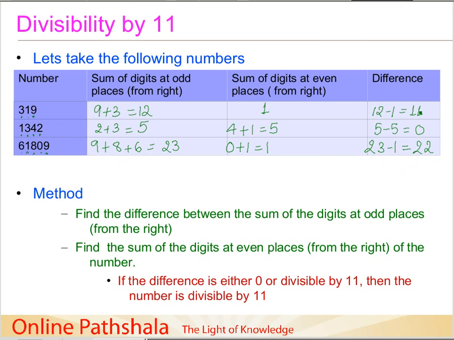Now do we see a pattern over here? When I take the differences, I see 11, 0 and 22. So 11 and 22 are clear multiples of 11, right? So this is the method that we use here.